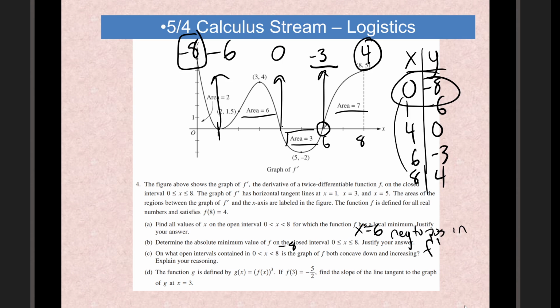Then I went down 3 in between 4 and 6. So if I went down 3 and ended up at negative 3, that means I started at 0. And so that's my value at 4. Then I went up 6 between 1 and 4. So if I went up 6 and ended up at 0, that means I started at negative 6. And lastly, I went up 2, so I must have started at negative 8. So going from left to right, it's pretty easy to show. Negative 8, up 2. Negative 6, up 6. 0, down 3. Negative 3, up 7, end up at 4.